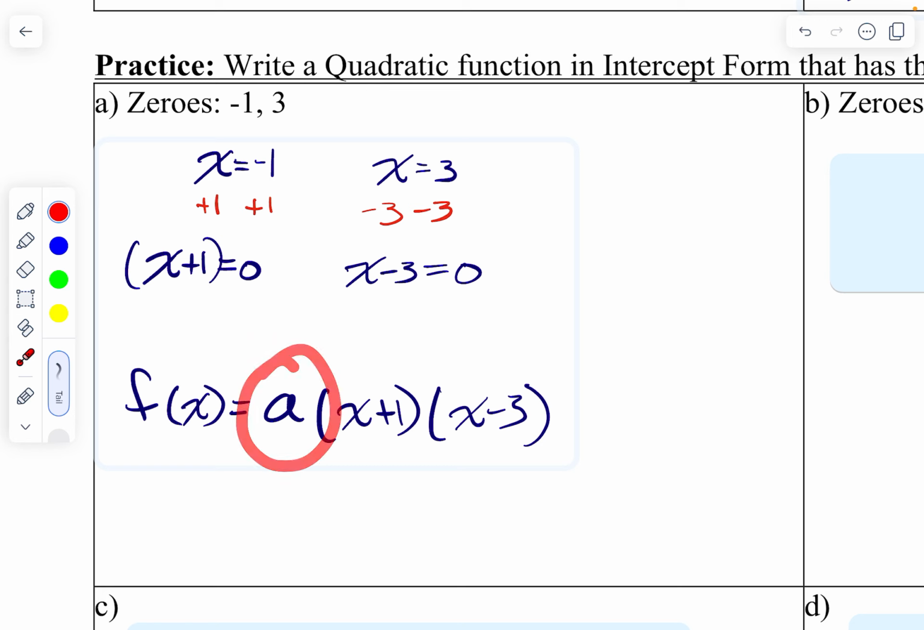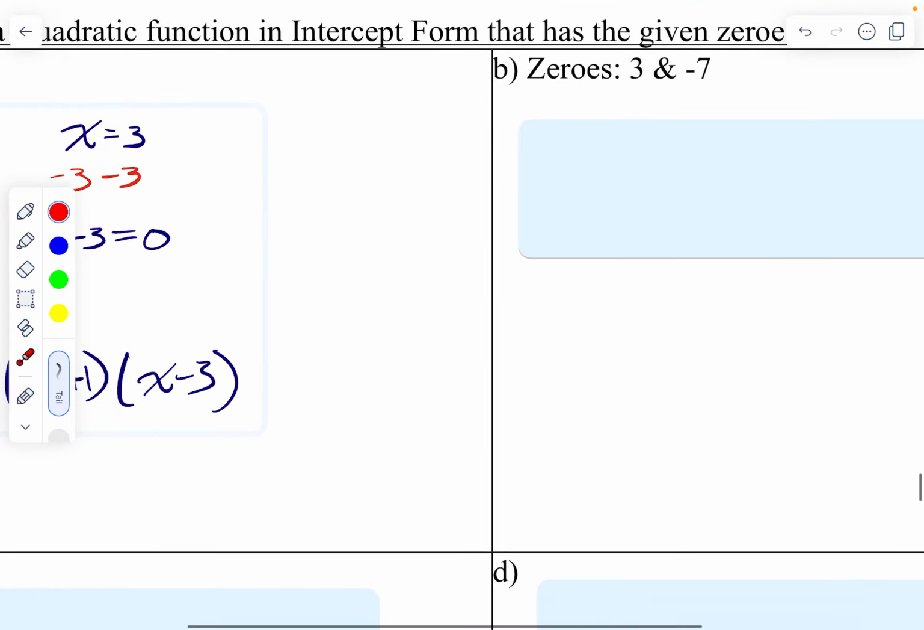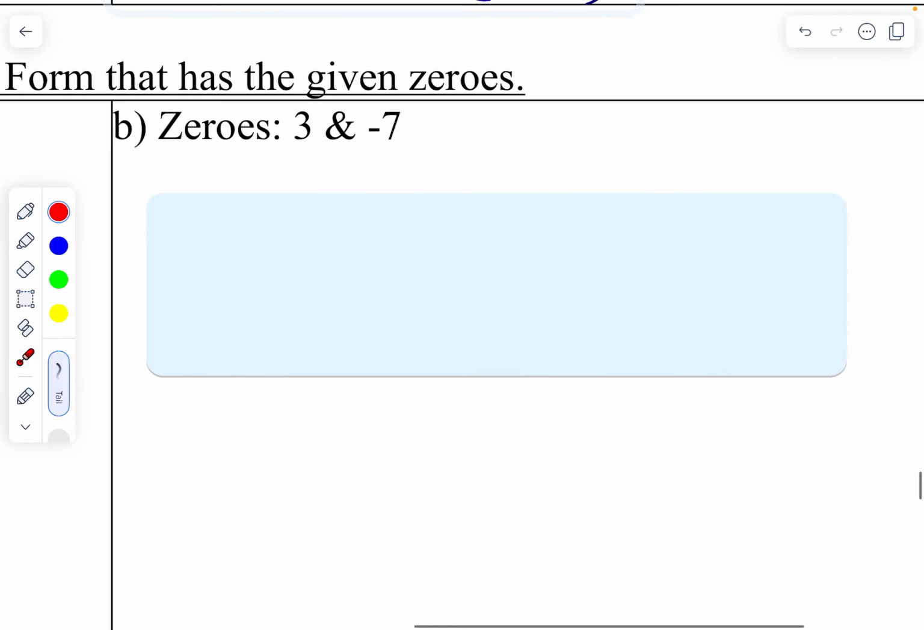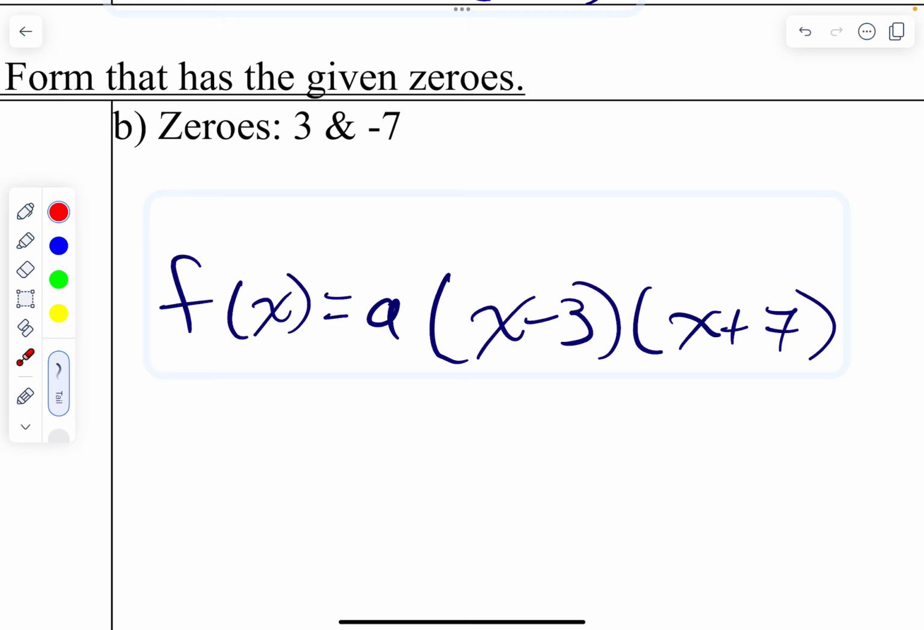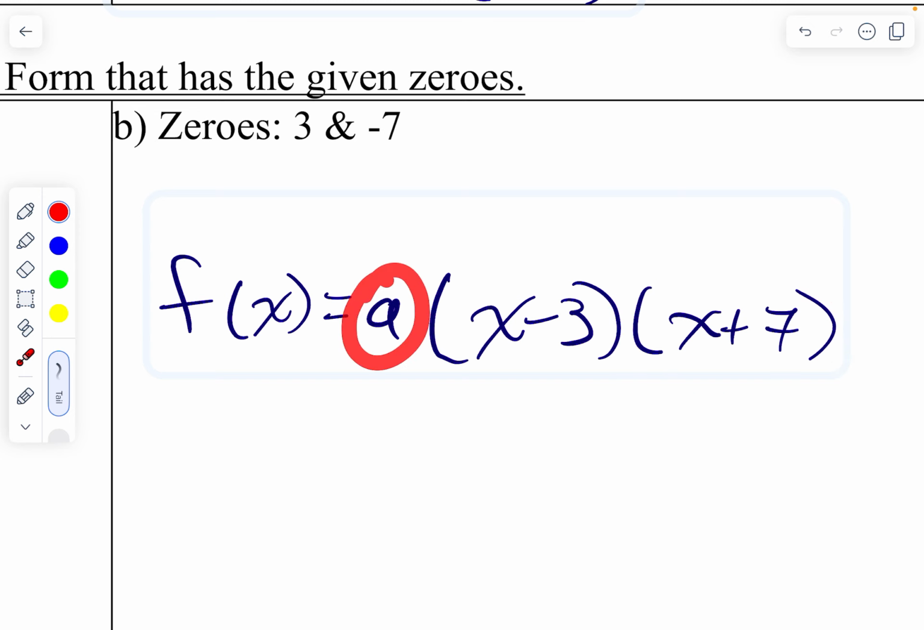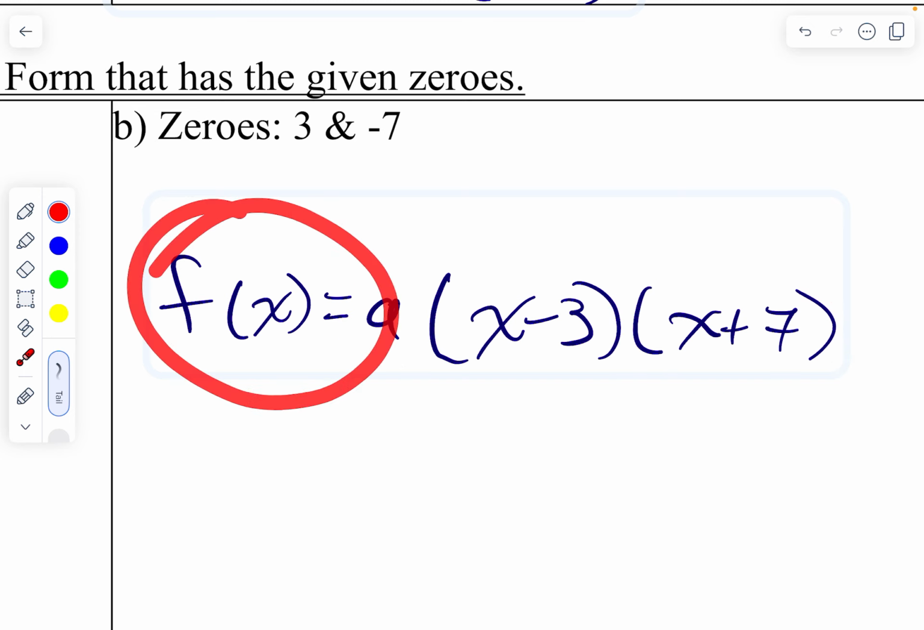And then we don't know what a is yet. We don't know what our a value is, so we're just going to leave it there. We don't know if we have a stretch or compression because we actually need a third point to determine that. So if we try the next one, 3 and -7, we're going to start off again, x equals 3, subtract 3 from both sides to get x minus 3, and x equals -7, so I add 7 to both sides, and I get x plus 7. Only thing I really have to do then is add an a, and the f of x equals.